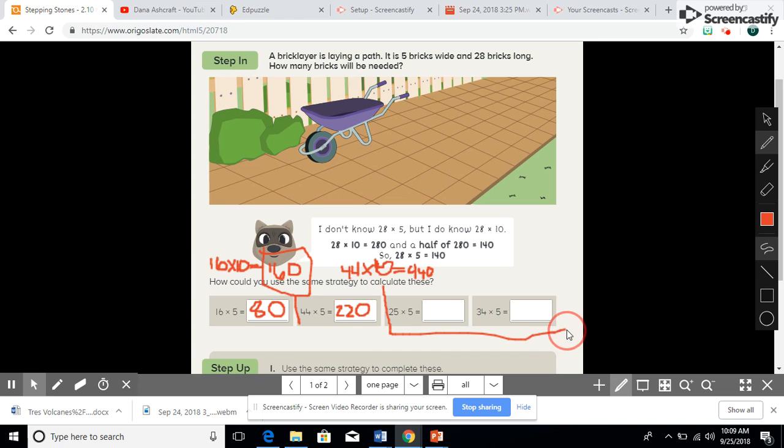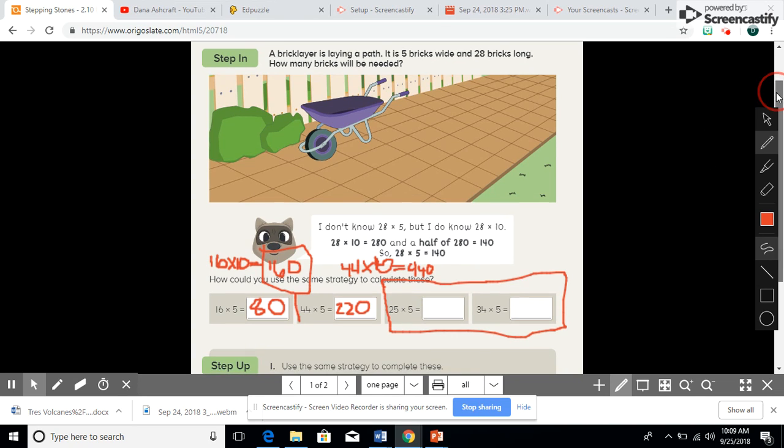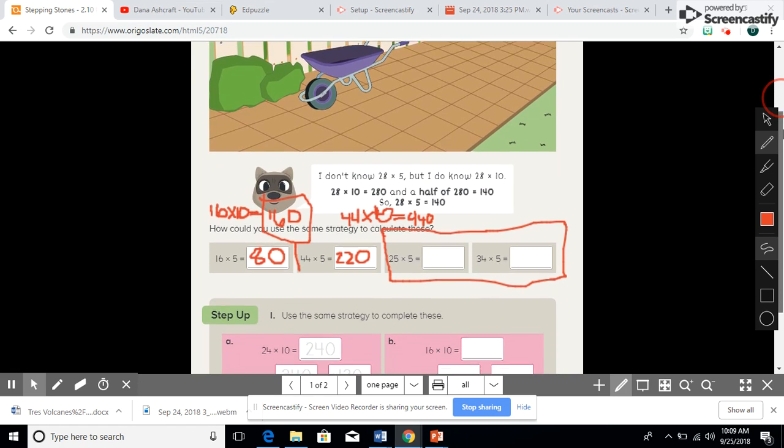I want you to solve these two problems on your own. You can use this strategy or whatever strategy works for you. I would recommend pausing the video because I'm going to keep moving forward. So pause the video here and then solve these two problems. And when you're ready to move on, you can hit play.